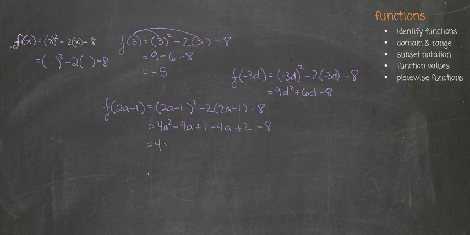So 4a squared minus 8a, plus, minus 4 plus 2 is negative 2, minus 8. What did I do here? 8a. Oh, 1 plus 2 is 3. Take away 8 is a negative 5.